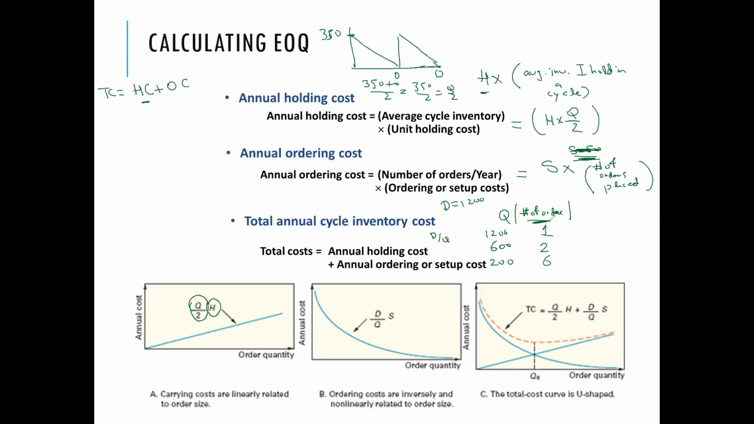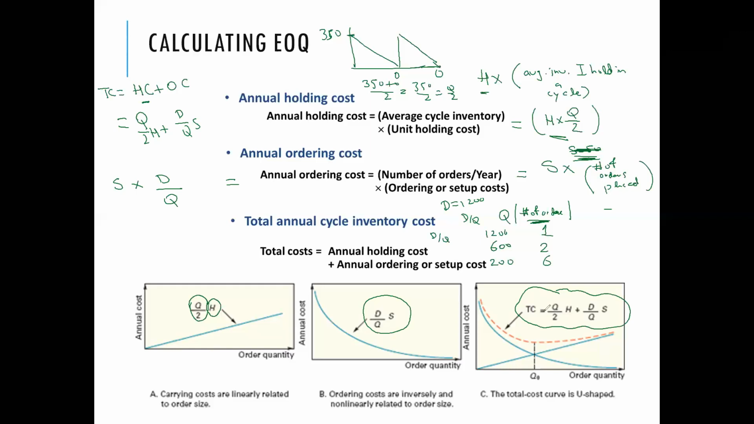So how do I find out the number of orders? D divided by Q. That's what I'll write here. My annual ordering cost is the cost of placing one order times the number of orders, which is D by Q. And that is exactly what we have here: D by Q times S. And then the total cost becomes holding cost, which we just found out is here, Q by 2 H, plus ordering cost, which is D by Q S. So that's the total cost.